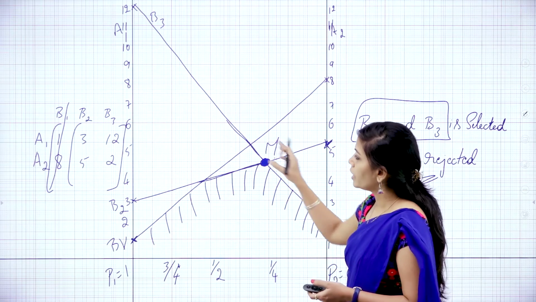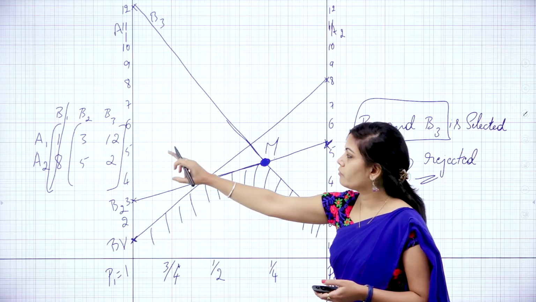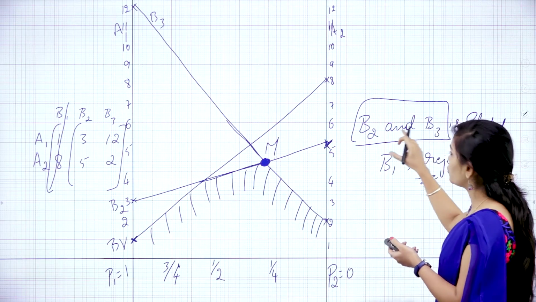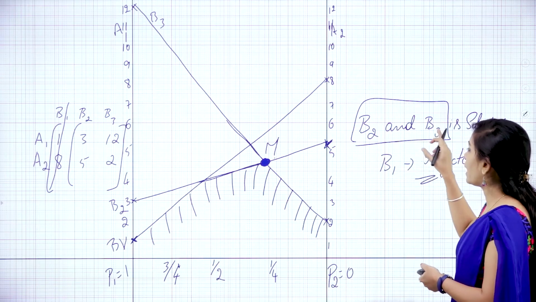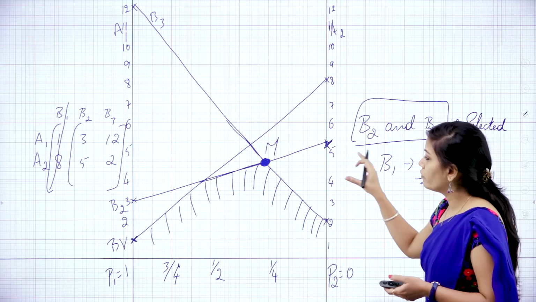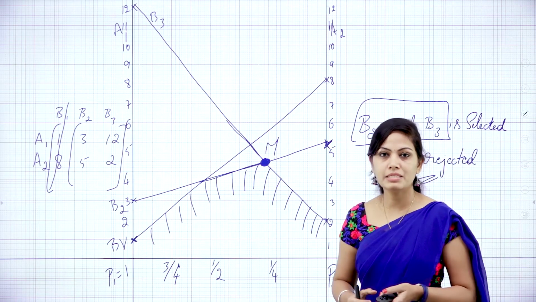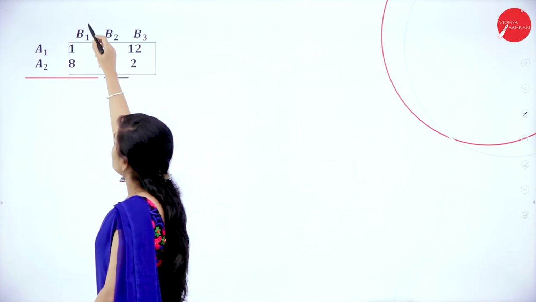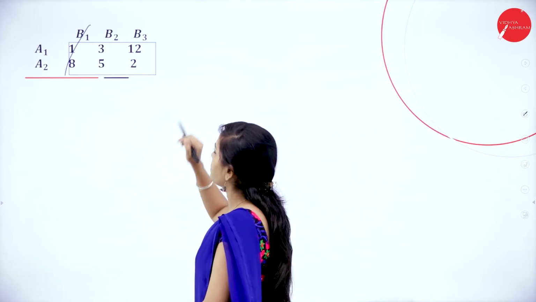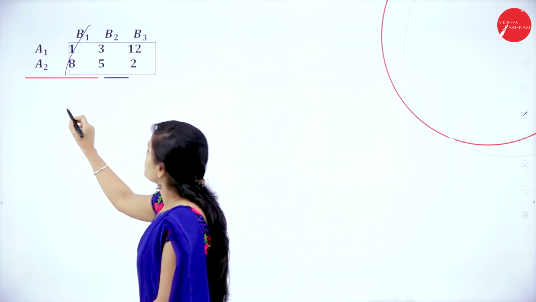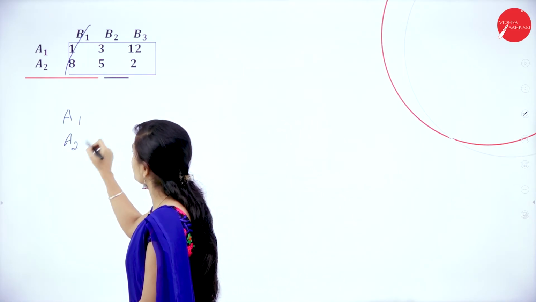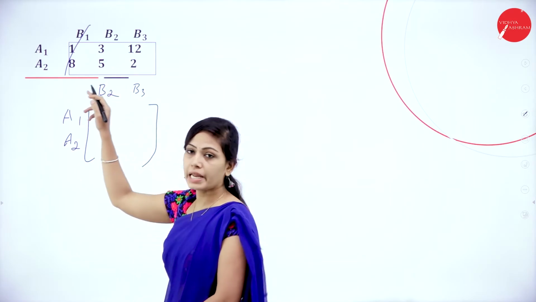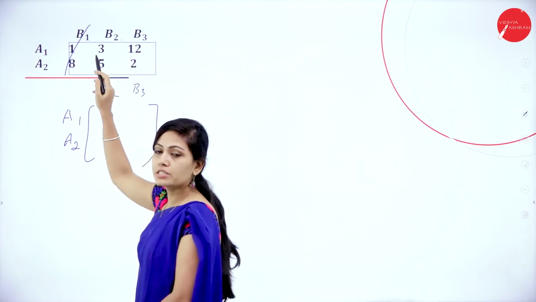Clear? Before, it was 3 columns, right? B1, B2 and B3. Now, after drawing this graph, we got only 2 columns, that is B2 and B3, right? So now we can easily simplify the optimal strategy. Now you can write the matrix. Here the B1 column has been cancelled, B2 and B3 are selected. Now write the matrix A1, A2 and B2 and B3, and you have to write the correct points.